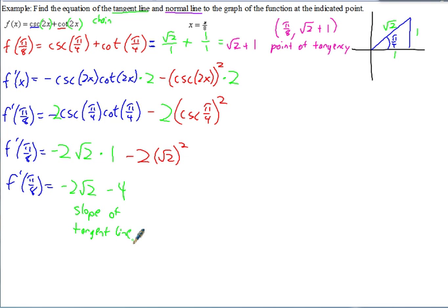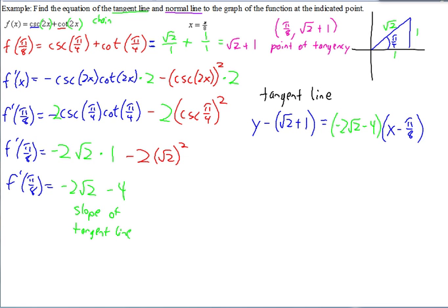So let's go ahead and write down our tangent line and normal line. The tangent line would be y minus the y-coordinate. But notice there's two terms, so make sure you put in parentheses. It's square root of 2 plus 1. Or you can distribute out the negative if you want to get rid of the parentheses. Equals the slope, which also has two terms, so put in parentheses, negative 2 root 2 minus 4, times x minus the x-coordinate, which is pi over 8.